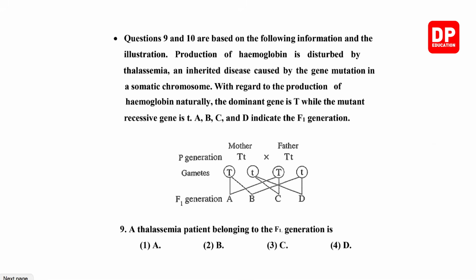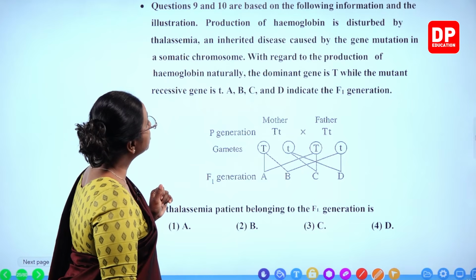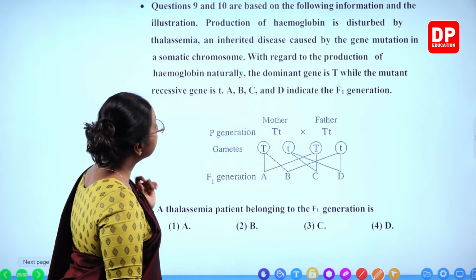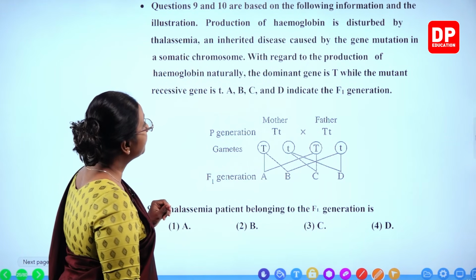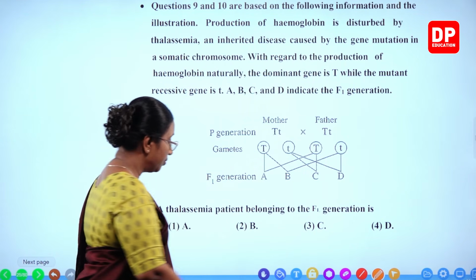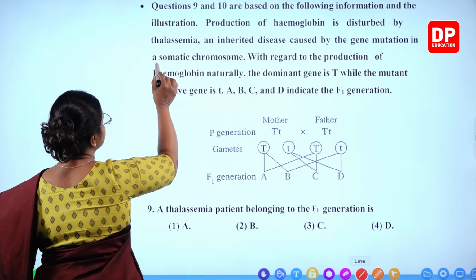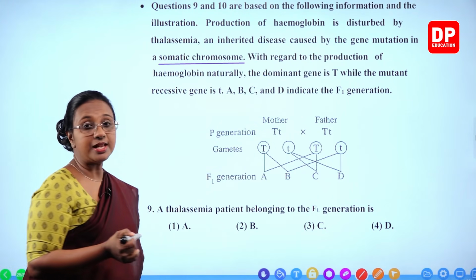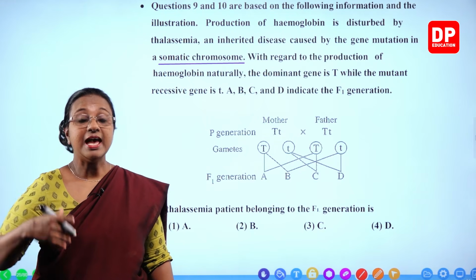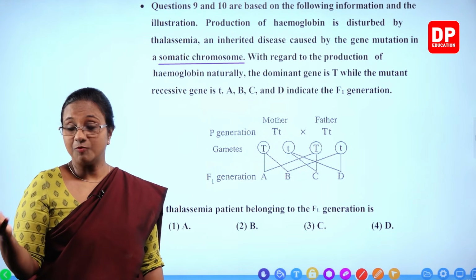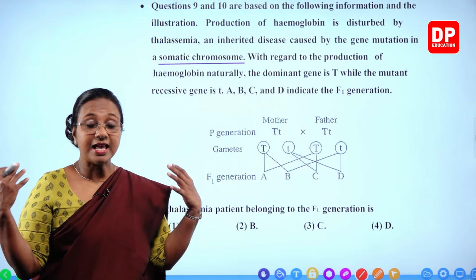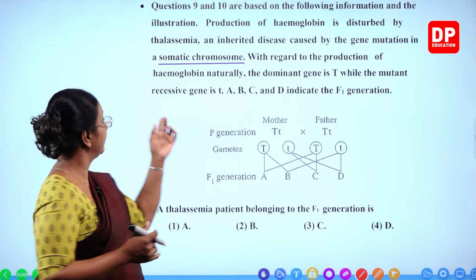We'll first read the information. Production of hemoglobin is disturbed by thalassemia, an inherited disease caused by the gene mutation in a somatic chromosome. So you know the meaning of somatic cells. What is the meaning of somatic cells? Normally the cells of your body are known as somatic cells, and the gamete cells are the cells involved in reproduction. Eggs and sperms are gamete cells. Other than that, all the other cells are somatic cells.